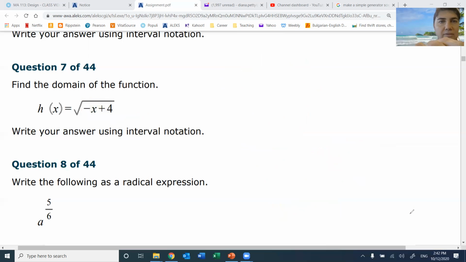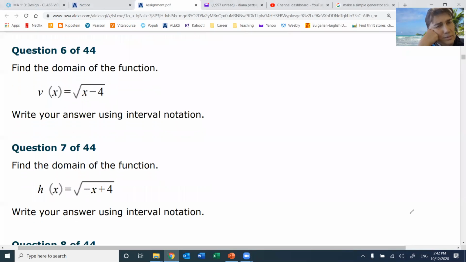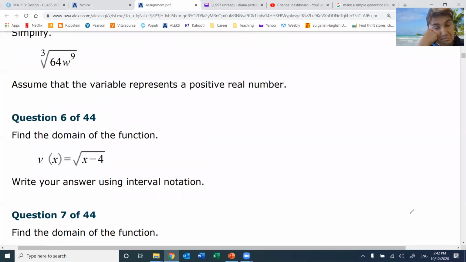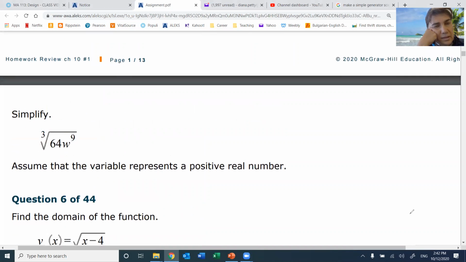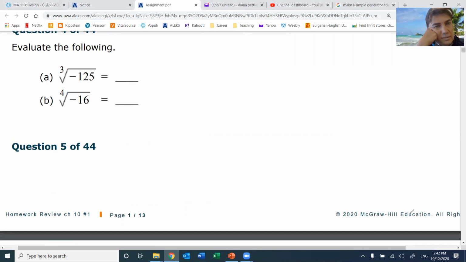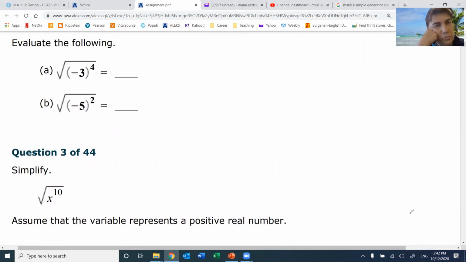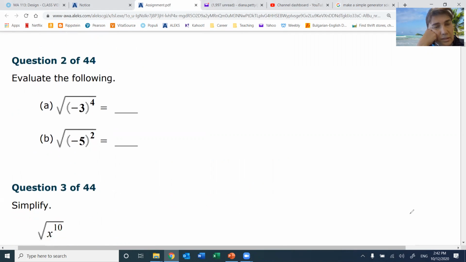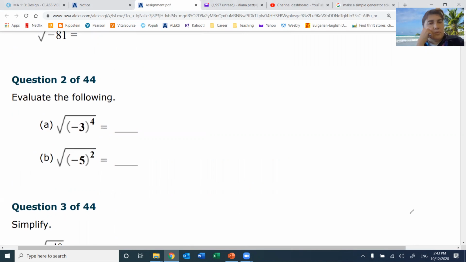Just for fun, let's see what else here. Another domain. Why do you have 2 domains? I guess extra problem. Find domain, find domain. Simplify. Okay. So what is that? What's the answer for 2? That's what I wanted to do. It's just 9.